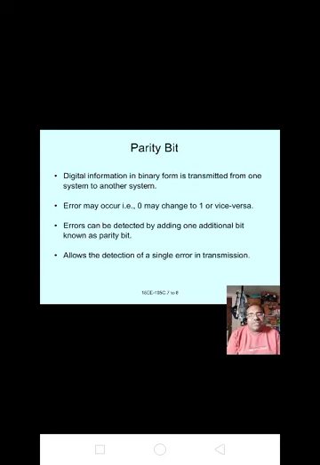Next, parity bit. It is important. Please make a note of it. Digital information in binary form is transmitted from one system to another system. Errors may occur, that is 0 may change to 1 or 1 may change to 0, vice versa. Errors can be detected by adding one additional bit known as parity bit. It allows the detection of a single error in transmission.